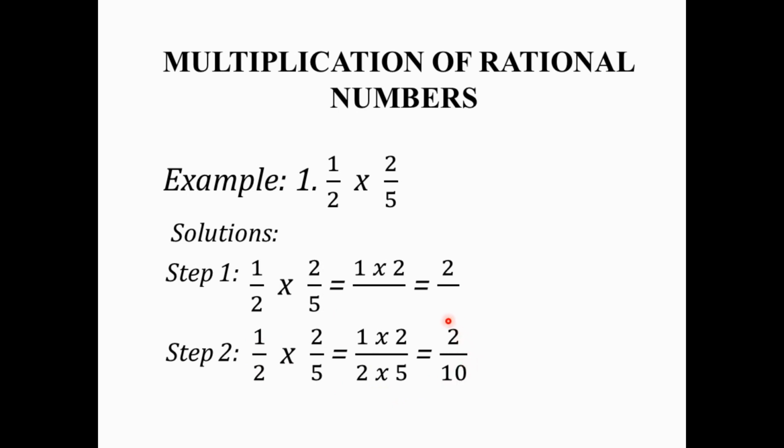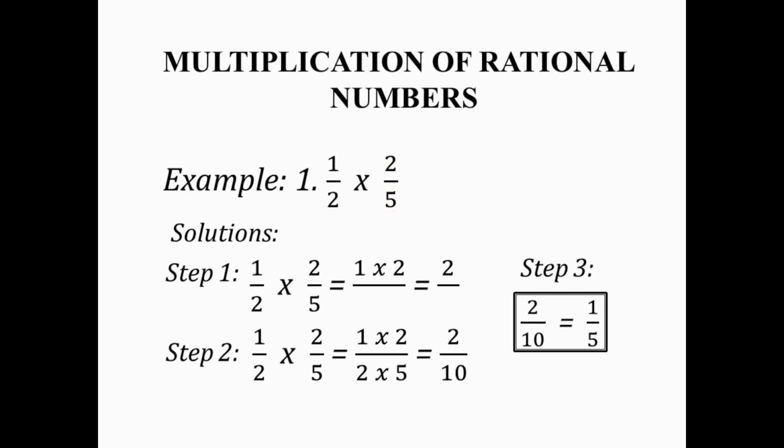And 2 over 10 can still be reduced to its lowest term using the GCF, which is 2. So we will divide this fraction, both numerator and denominator, by 2. We will proceed to step number 3. After dividing, the result is 1 over 5. So this is now the product after multiplying 1/2 and 2 over 5.